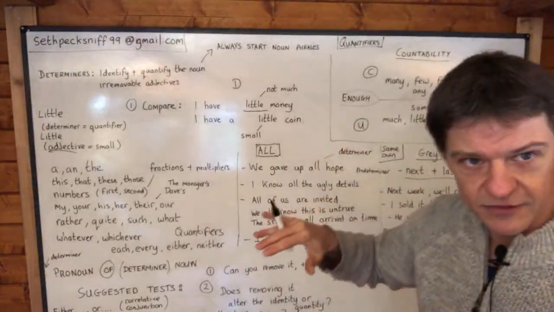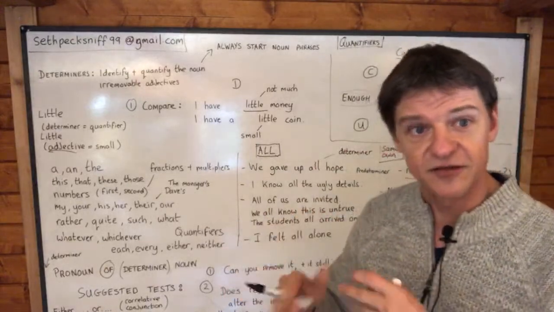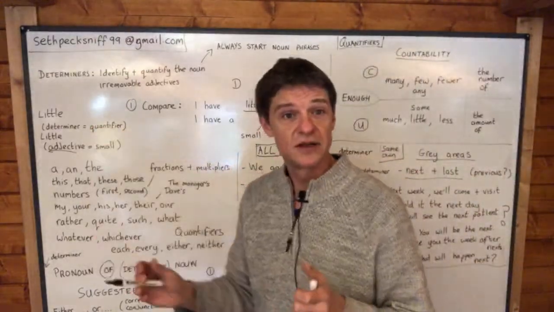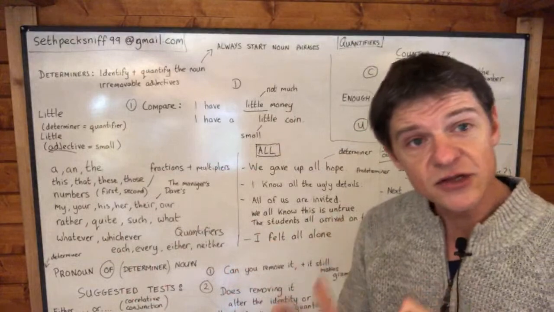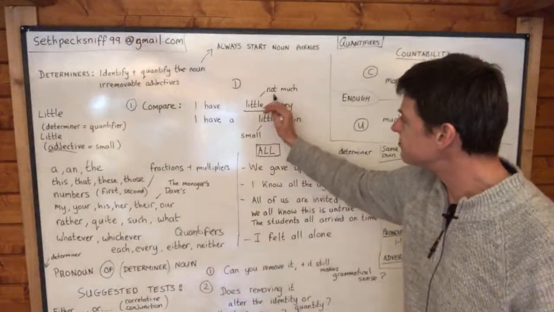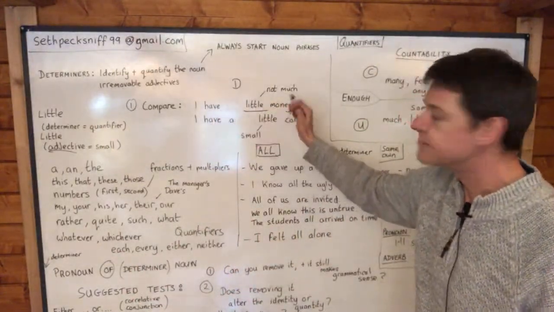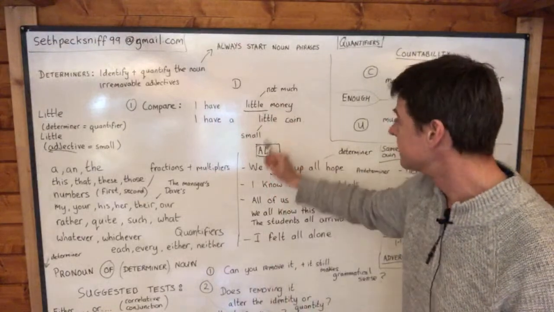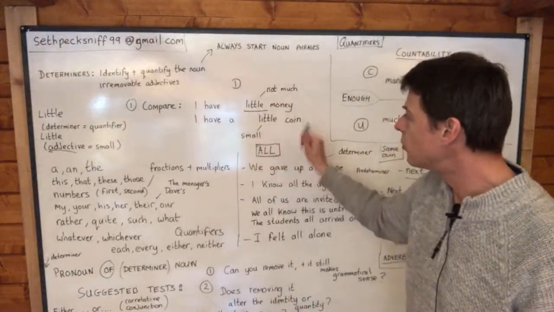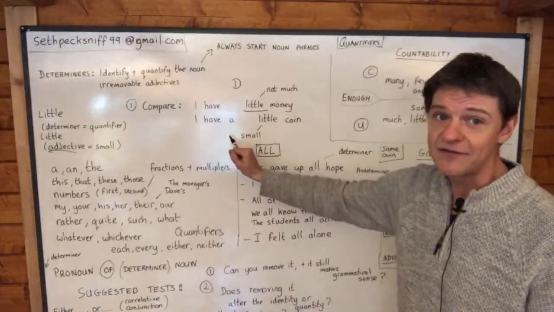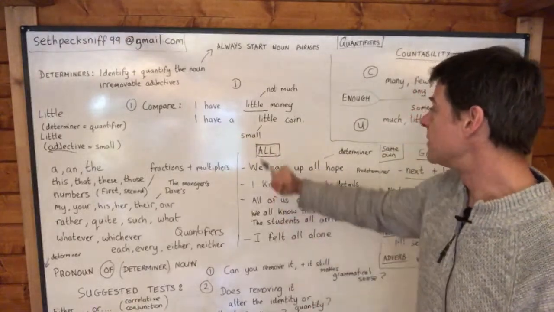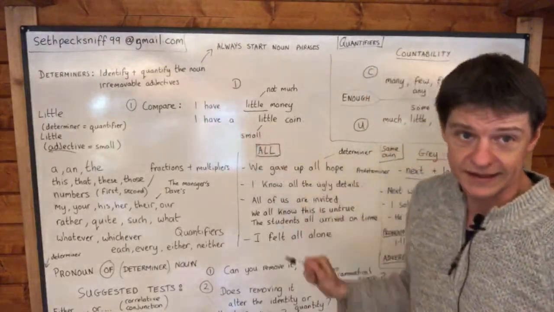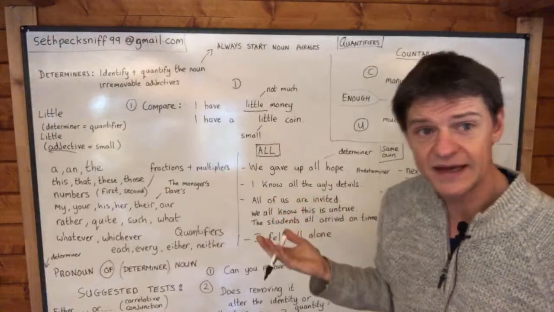This is why we separate determiners from adjectives, because we have certain words in English that could function in either way and they change meaning. Notice that this does mean not much. I have not much money, yeah? I don't have much money, but I have a small coin. We couldn't say I have a not much coin, and we couldn't say I have small money, yeah? It just wouldn't make any sense.